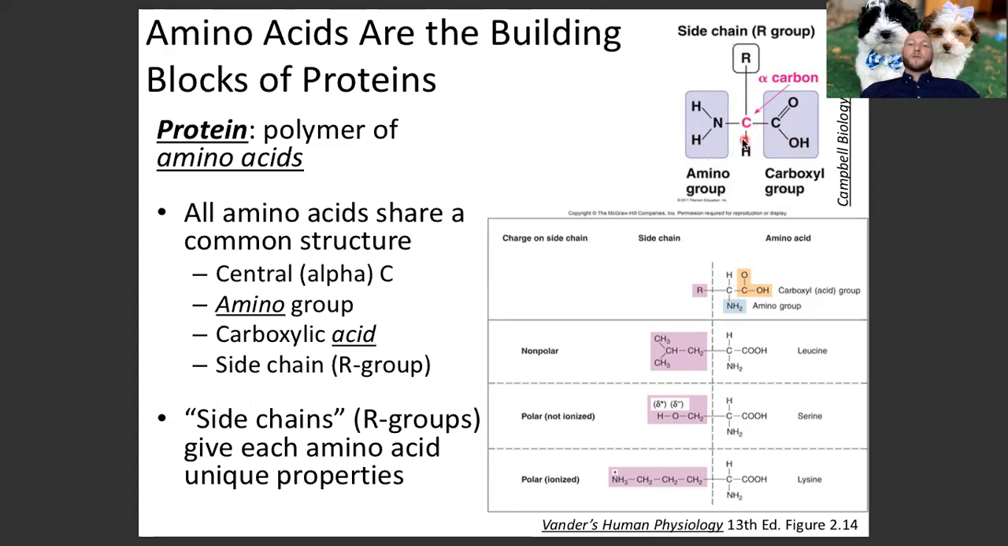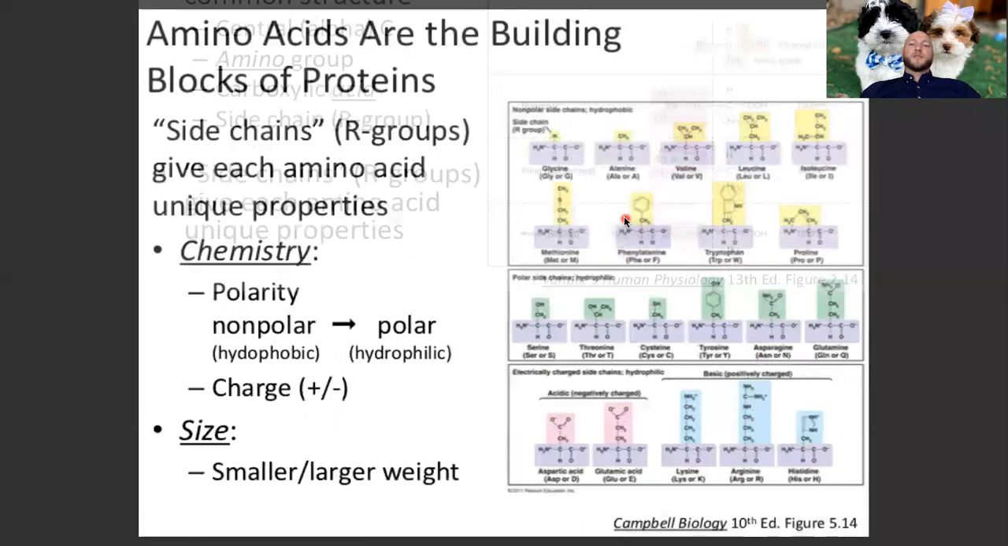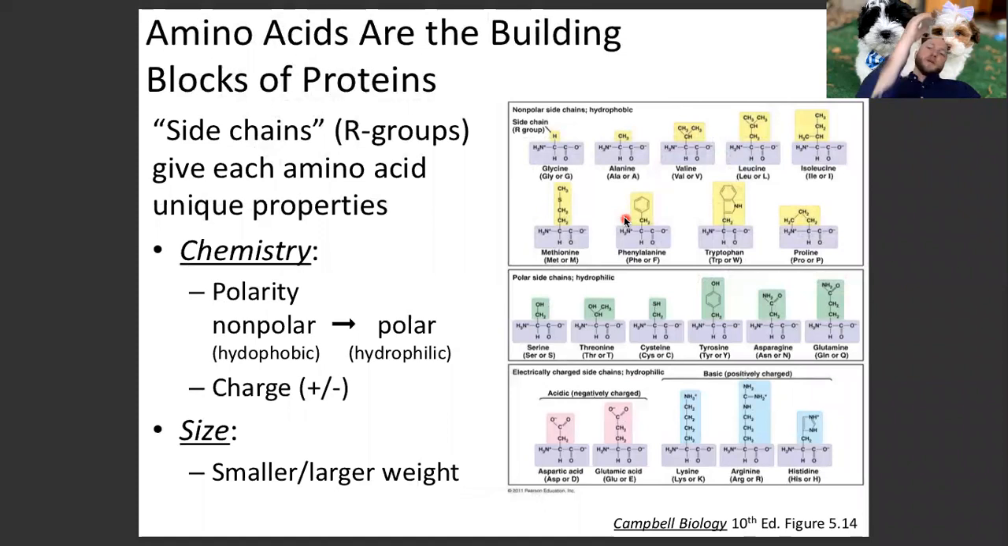Off of that alpha carbon, you're also going to have a hydrogen, and you're going to have something called an R group or a side chain. That R group or side chain is what varies between different amino acids. So different amino acids will have different side chains. You can see there's a whole bunch of non-polar side chains, a whole bunch of polar side chains, and there's acidic side chains and basic side chains. So the chemical properties, the charge, the polarity can vary amongst side chains or R groups.